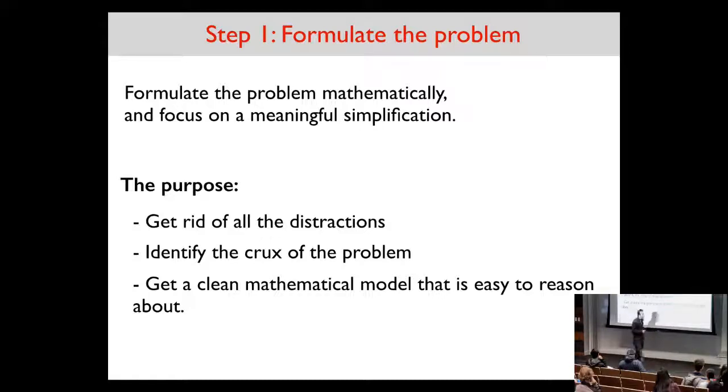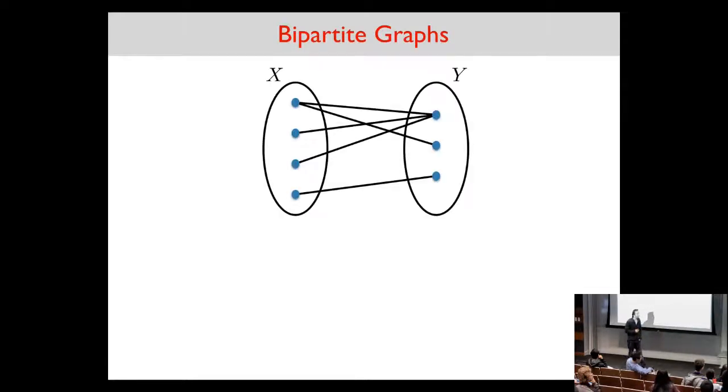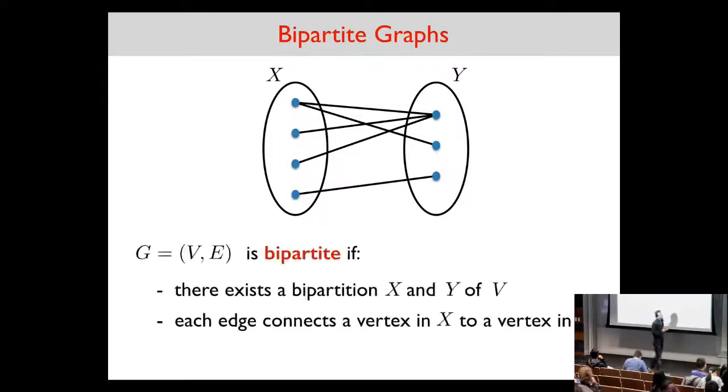And since this is a lecture on graphs, of course we're going to model this with a graph. In particular, the kind of graph we're going to look at is called a bipartite graph. So what's a bipartite graph? It's quite simple. It looks something like this. Basically there are two disjoint sets of vertices, let's call them x and y, and all the edges have to go from x to y.